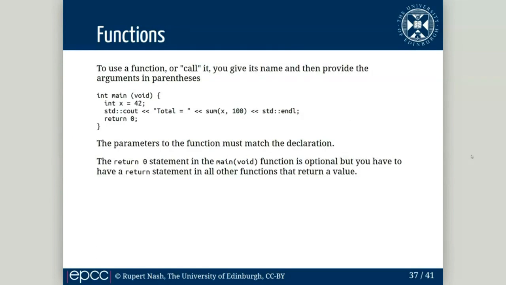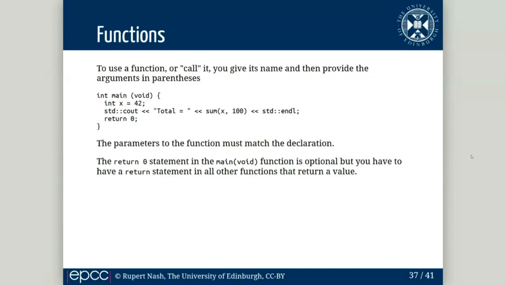To use a function, or apply it or call it, we just give it its name and provide the arguments in parentheses. As we see here, to call sum, we just use the name sum and the brackets and pass the arguments we want to pass, x and 100. I'm pretty sure that you're familiar with that from other programming languages. It's pretty much the same model. It is important to note that the parameters of the function must match the declaration. If there are two parameters, you should pass two arguments, and they need to be of types that can be, as I said, converted or coerced.